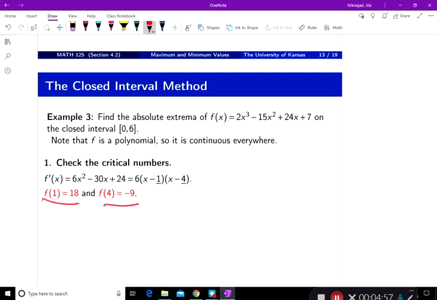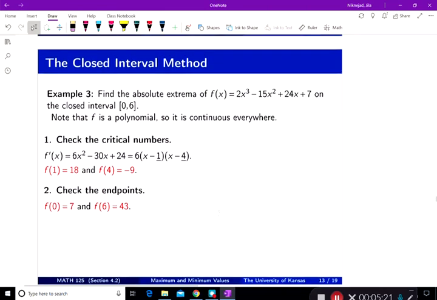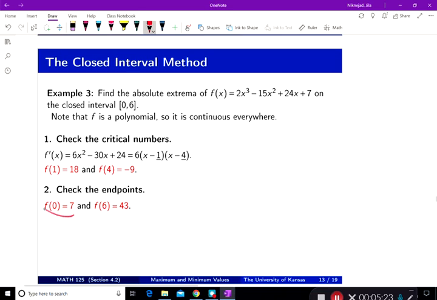What is left? I found the critical numbers. I found the function at those two critical numbers. Now I have to look at the endpoints. So I have to plug in 0 in the function and 6 in that function and compare. f of 0 obviously is going to be equal to 7. If I plug in 6 in here, I get 43.